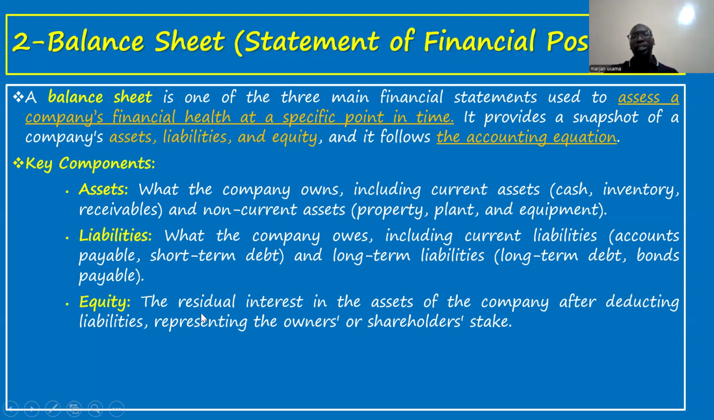Number three, we have equity. Equity is the residual interest in the assets of the company after deducting liabilities, representing the owners' or shareholders' stake. So equity, as we saw in our previous lesson, is when we take our assets and minus the liabilities, then what remains is what is known as equity. So it is assets minus liabilities. What remains is called the residual interest.